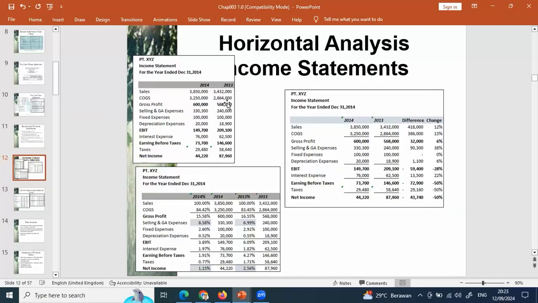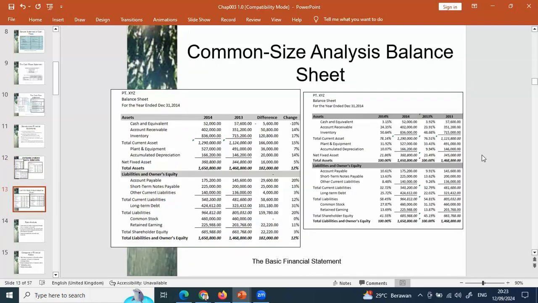Horizontal analysis, we look horizontally to see the changes. Let's say sales going up, changes 12%. So this one is horizontal analysis. Cost of goods sold increased 13%. Fixed expenses 0%. So this is horizontal analysis.